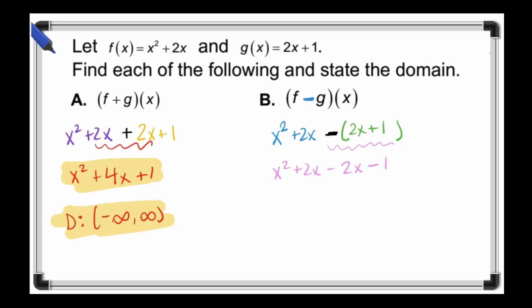Again, we are combining our like terms. What you're going to see is that those middle terms actually cancel out. You have x squared minus 1. And for your final domain, again, this is a quadratic, so all real numbers, negative infinity to positive infinity.